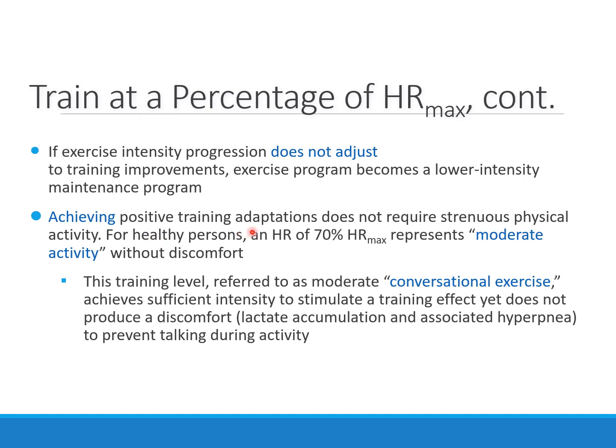Achieving positive training adaptations does not require strenuous physical activity. For a healthy person, a heart rate of 70% heart rate max represents moderate activity without discomfort. So this intensity is usually called conversational exercise, and it's called that because you should be able to maintain a conversation with somebody. So if you are working with a client and they're breathing so hard that they can't talk to you, they're probably working a little bit too hard for this particular goal.